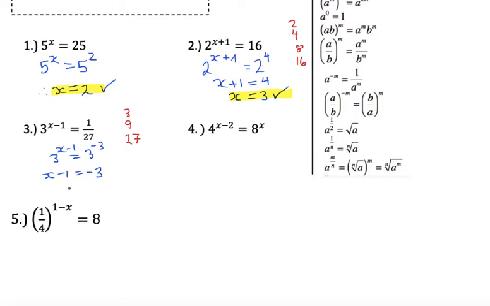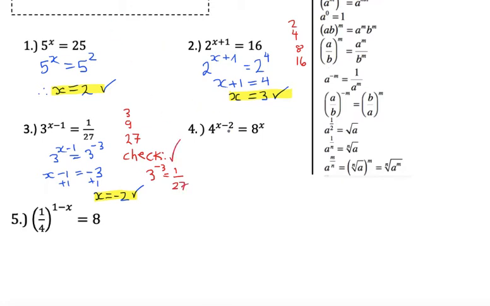Add 1 to both sides. And what we have is we have x is equal to negative 2. Now, if you wanted to, you can, of course, check. Let's just check. So let's take this negative 2. So we're going to check. Okay, and we have 3 to the power of negative 2. Negative 1 is negative 3. And there is my 1 over 27. So it works.